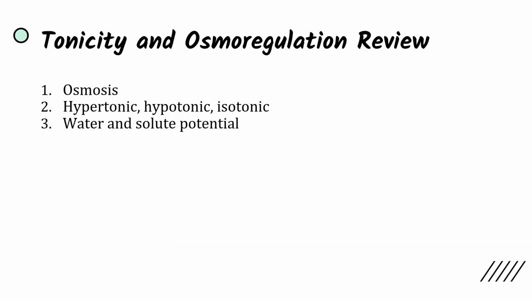This was 2.8 tonicity and osmoregulation. You want to know about osmosis, that diffusion of water through the aquaporin based on whether the solution is going to be hypertonic, hypotonic, or isotonic. Remember, water is always following the solute. And then lastly, you want to know how to calculate water and solute potential. Next up, we're going to do a quick review of all of the different kinds of membrane transport.